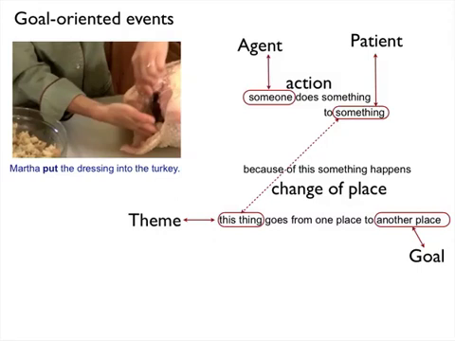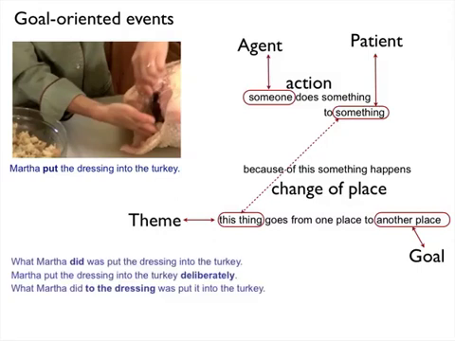Put would be a goal-oriented event, right? So remove is a source-oriented one. Put wants you to specify the goal, not the source. So we get Martha put the dressing into the turkey. This thing goes from one place to another place, right? It's the other place that it goes to is what you want to have expressed with put.